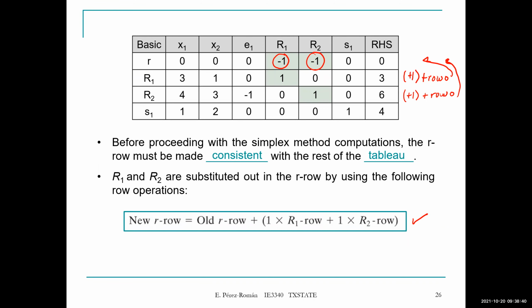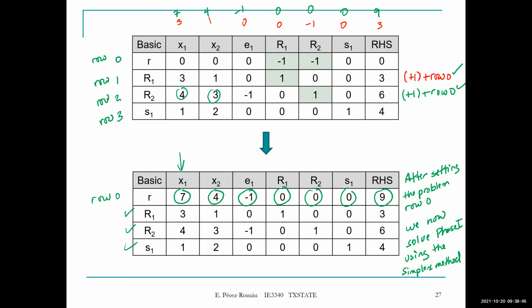So we perform this elementary row operation, and then we obtain this new tableau. So you see now the objective function value is consistent with what we have in terms of the solution for R1 and R2. So 3 plus 6 equals 9. So at this point, we are ready to apply the simplex method. So all we did at this point was to set up the tableau in the right way.